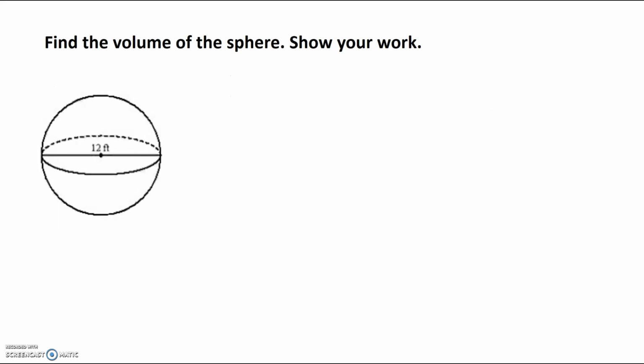Alright, so let's do one more problem. This one's going to be slightly different. So instead of them giving us a radius, they're going to give us a diameter. So we know our formula, and we know that the diameter is 12 feet. Okay, well, we also know that the radius is going to be half the diameter. So let's go ahead and plug that in. We'll have 1/2 of 12 feet. That equals 6 feet. So then here's our formula again.